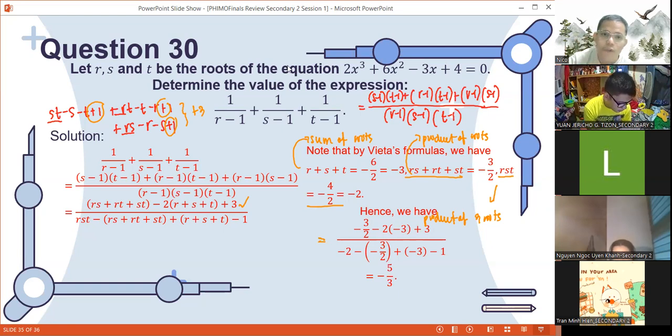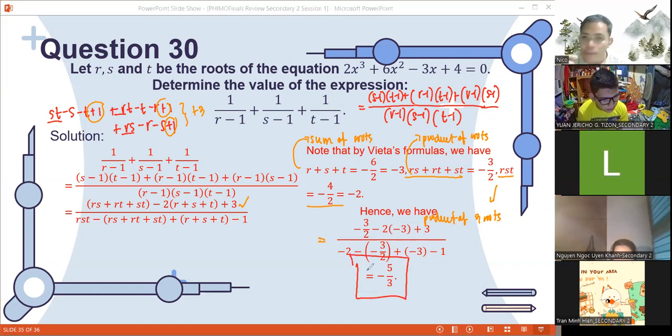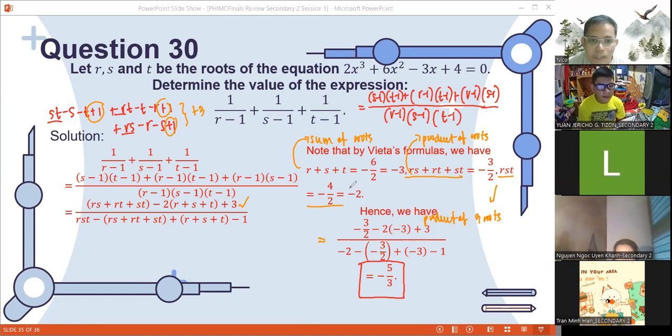I think some of you don't know Vieta's formula yet, right? What we usually do with Vieta's formula is that we only have 2 roots. But in here, there are 3 roots, which is R, S, and T. If you don't do that, it will take us a lot of time.